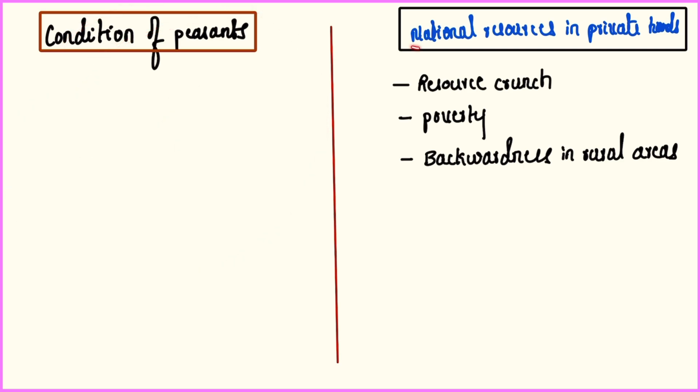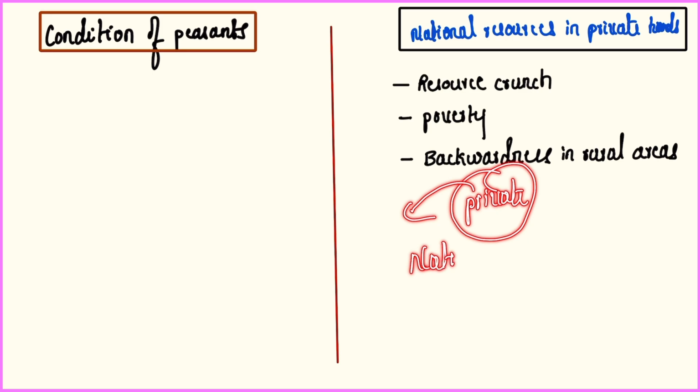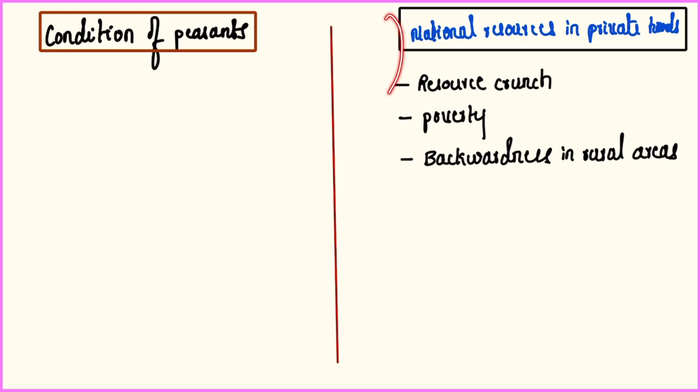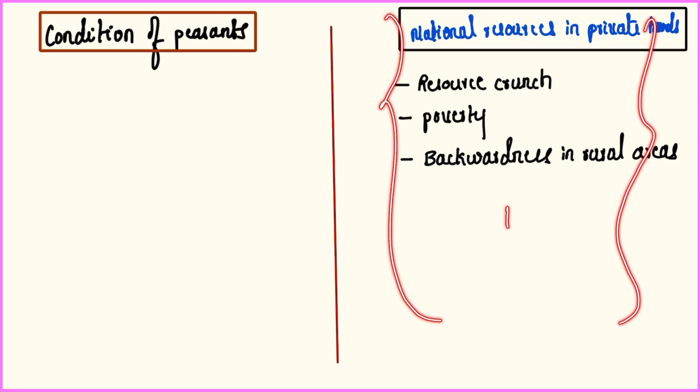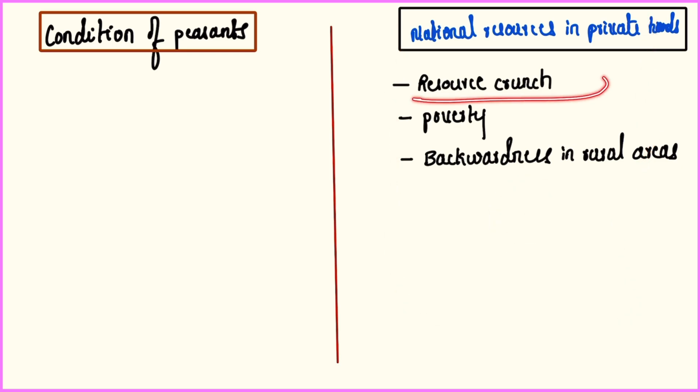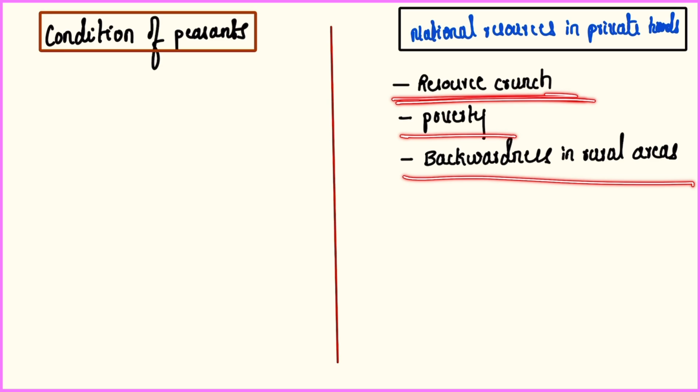Second issue was a lot of natural resources which were present in India were in private hands, right? And what was the intention of the government? Government wanted to take away that from the private hands and nationalize those resources like mines, banks, and all, because they were not serving the common good. They were serving the individual good. And India was already suffering from resource crunch because of the 200 year of exploitation by the British government. Resources were lacking in India. There was poverty, backwardness in rural areas.